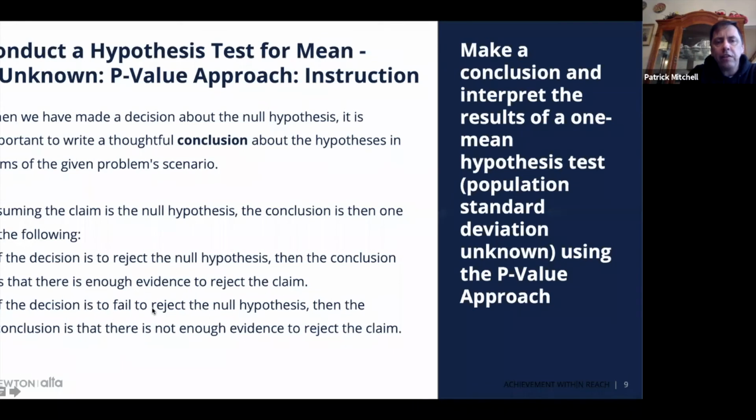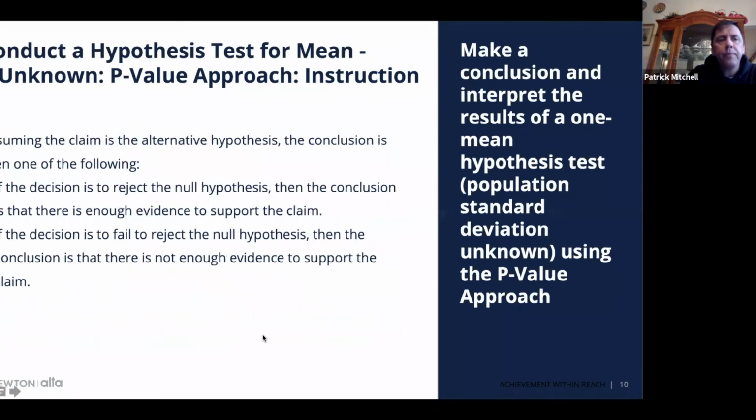However, if the decision is to fail to reject the null hypothesis, then the conclusion is that there is not enough evidence to reject the claim. On the other hand, if the claim is the alternative hypothesis, the conclusion is either, in the case of rejecting the null hypothesis, that there is enough evidence to support the claim. If the decision is to fail to reject the null hypothesis, then the conclusion is that there is not enough evidence to support the claim. So always state your conclusion in terms of the original claim.